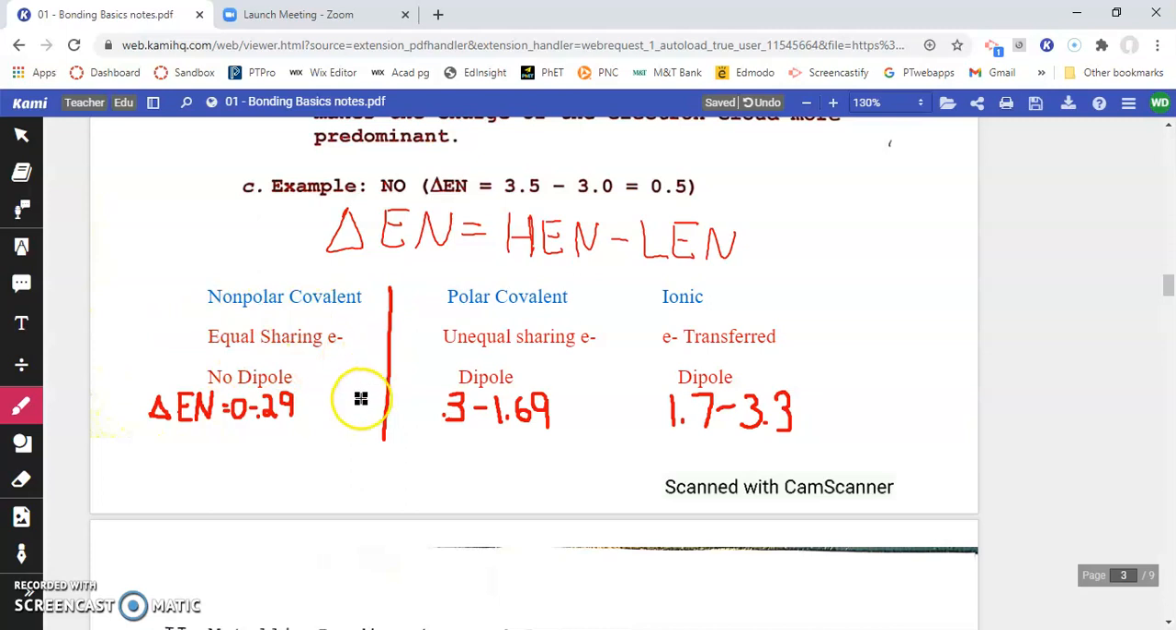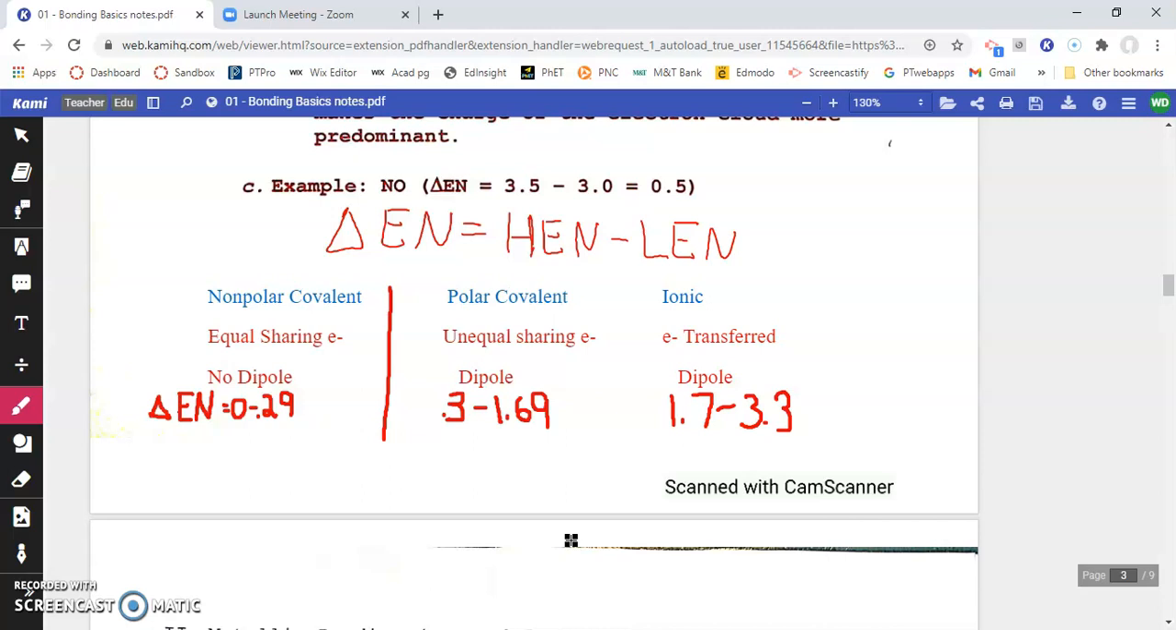Electrons are equally shared. We'll talk about the dipole thing in a minute. Polar covalent is if our difference is between 0.3 and 1.69. So anything between 0.3 and 1.69 requires a dipole, that's unequal sharing, which means the electrons that are being shared are going to spend more time around one atom than the other. And what ends up happening is you end up with one atom being more negative and the other atom being more positive.